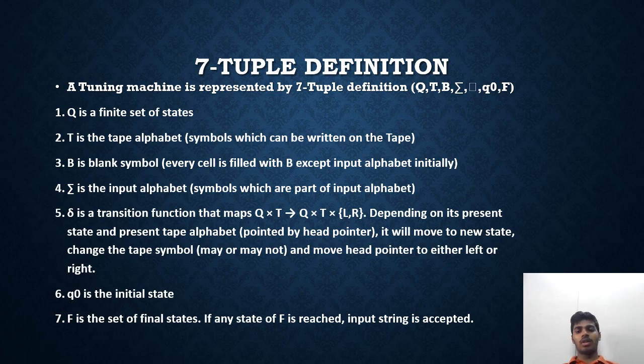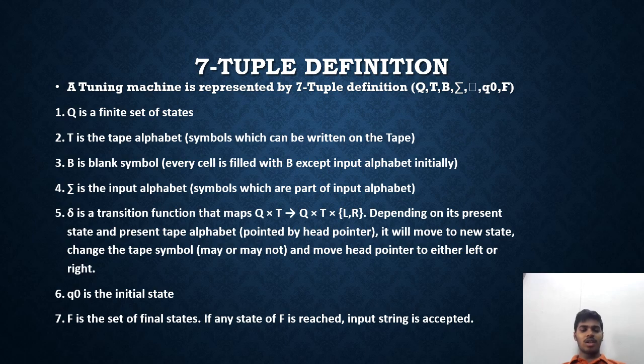Whatever the input we are taking in the tape cell part will be represented by the summation. And sigma is nothing but a transition function that maps accordingly, depending on its present and previous state, the alphabet pointed by the head pointer. I have said it before, the head pointer will move to the new state, change the tape symbol, and move the head pointer to either left or right. It can go one step either left or right, that's it.